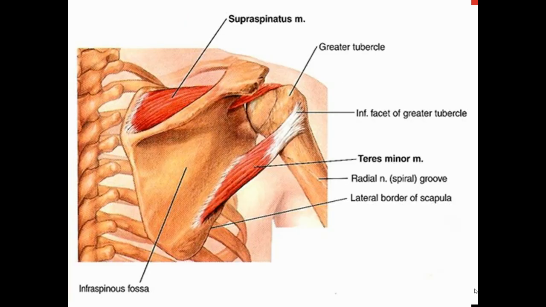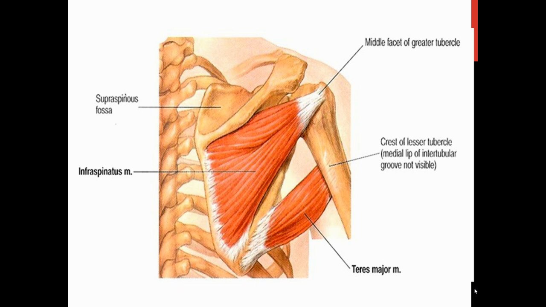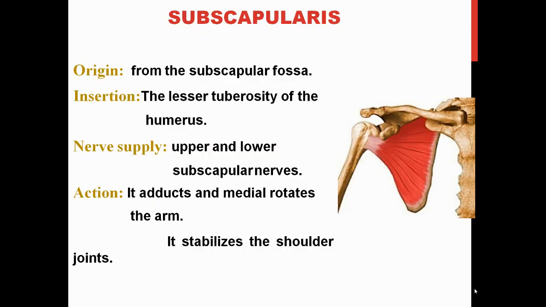You can see here, this is the supraspinatus muscle, and you can see here the teres major, and along with the teres major there will be teres minor also.